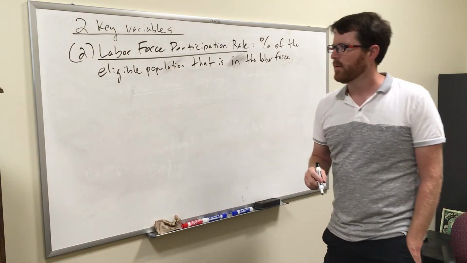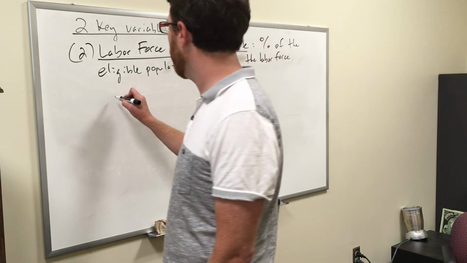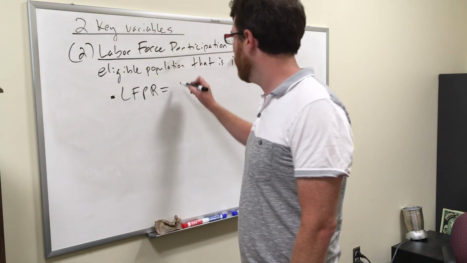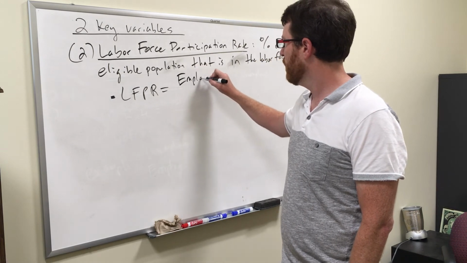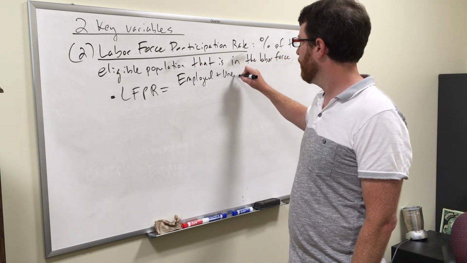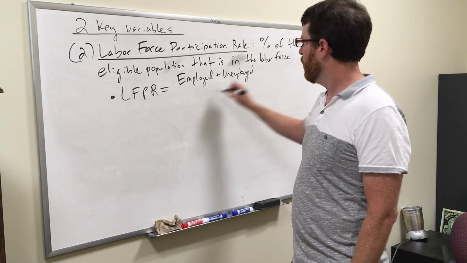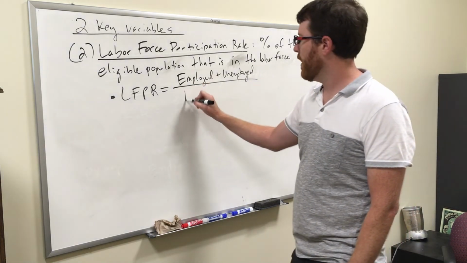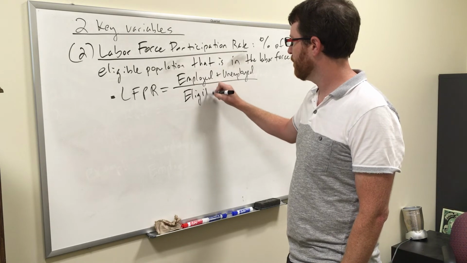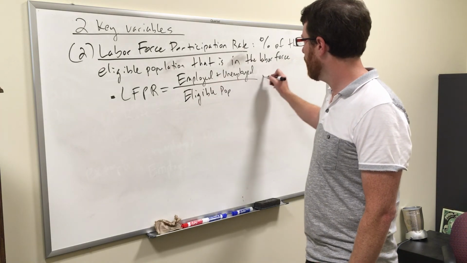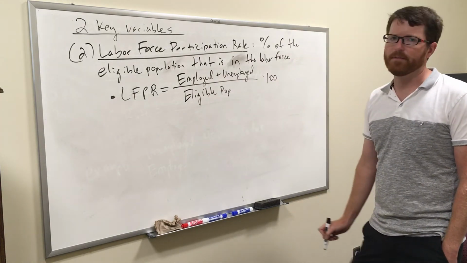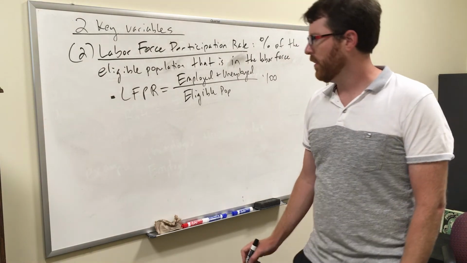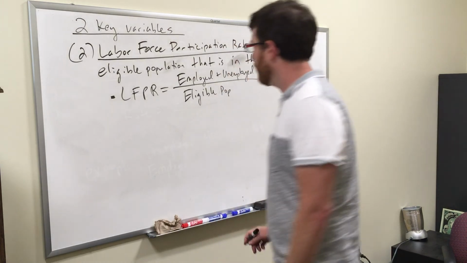Okay? So to solve for this, the labor force participation rate is equal to the employed plus unemployed, or in other words, the labor force, divided by the eligible population times 100. Simple enough, okay? So for example, let me give you one more example here.